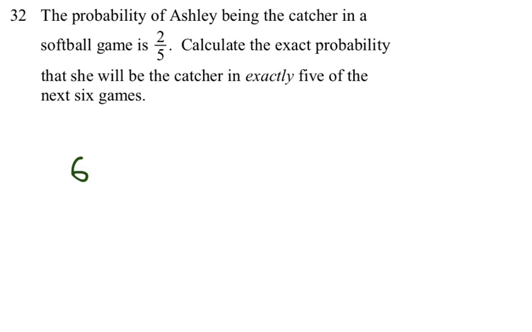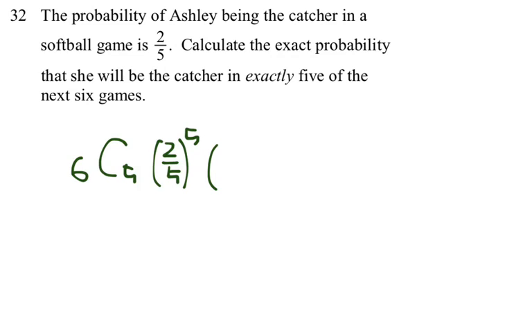Number 32. So here, this is the binomial probability. Since we have out of 6, we are looking for 5 of them. So that's why we start with 6 choose 5. The probability of success was 2/5, so we get 2/5, and then raised to the 5 exponent.